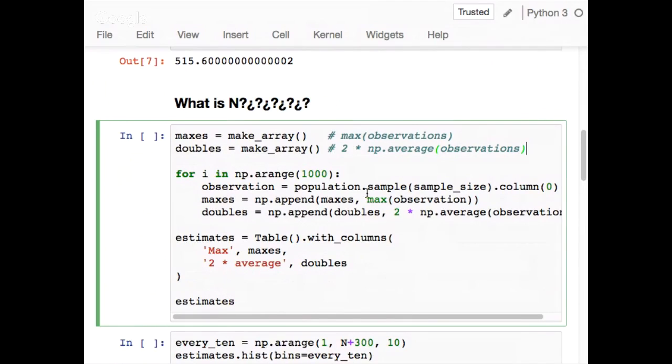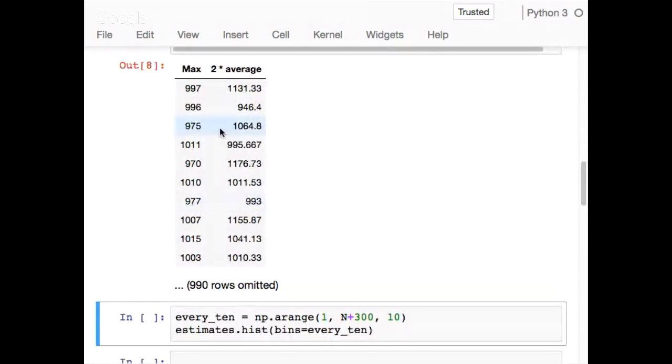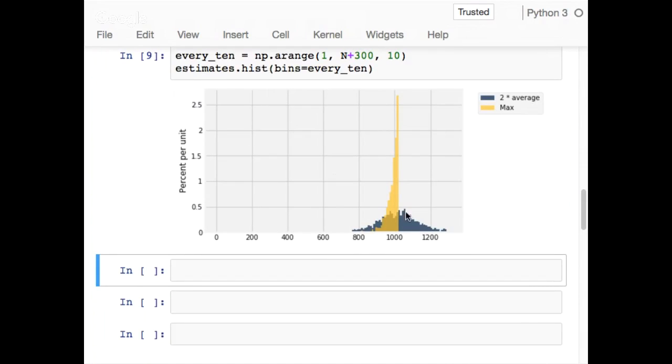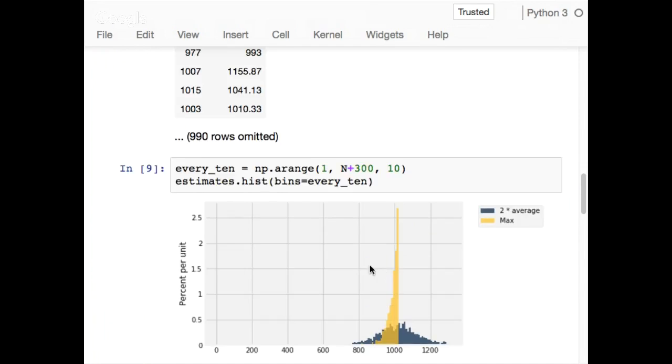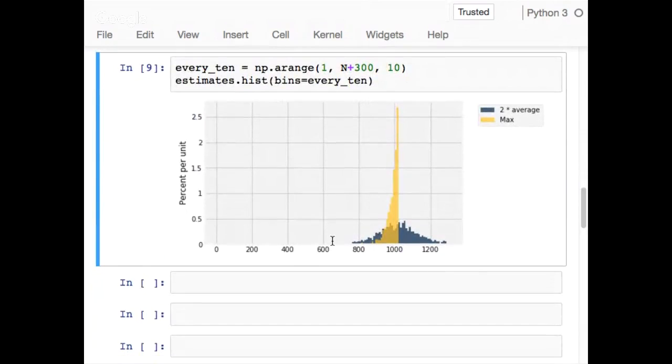Okay, so I run this, and I see, okay, I get these estimates, run that, and I say, okay, it looks like my max estimator got around 1,000, probably stops right here at 1020. And then my 2 times average is kind of flatter and more spread out, but it's centered at 1020. Okay, so the actual number of n was here. So just to recap what we did from an hour ago, not yesterday.